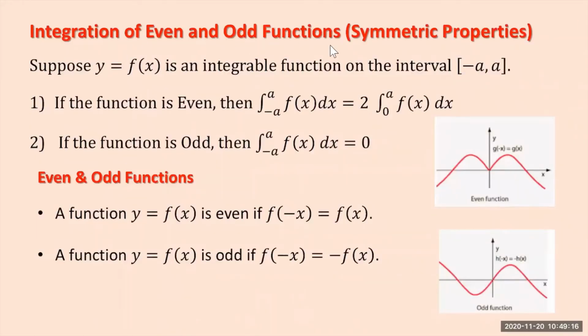Integration of even and odd function, or evaluating the definite integral using symmetric properties. When we say symmetric properties, we are looking at the integration of even and odd function from certain negative value to the positive value with the same magnitude. So what I mean by that is we are looking at the definite integrals like these two over here, from negative a up to a. So you can see it is from negative a up to positive a. These are opposite values. That's why it is called the symmetric property.